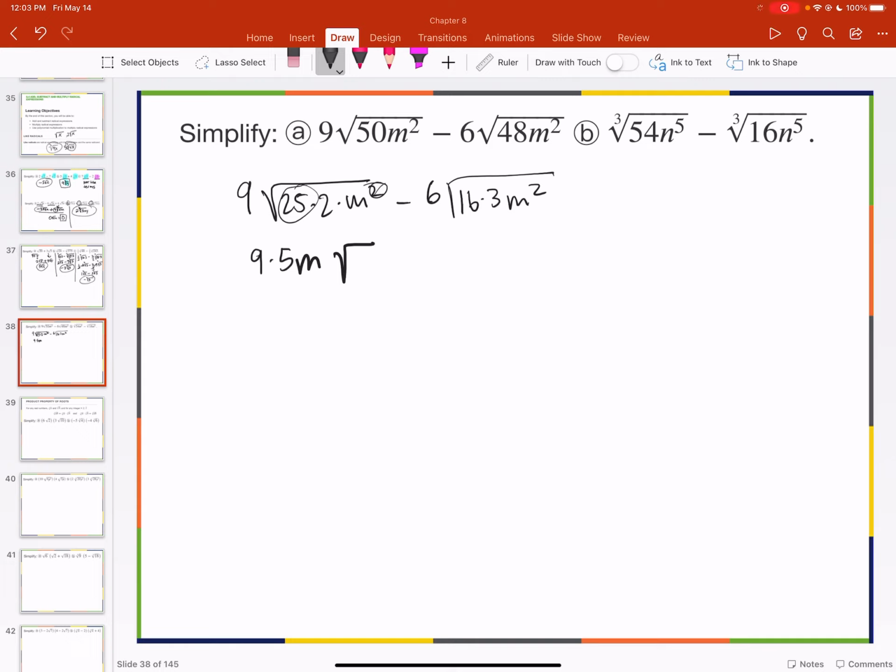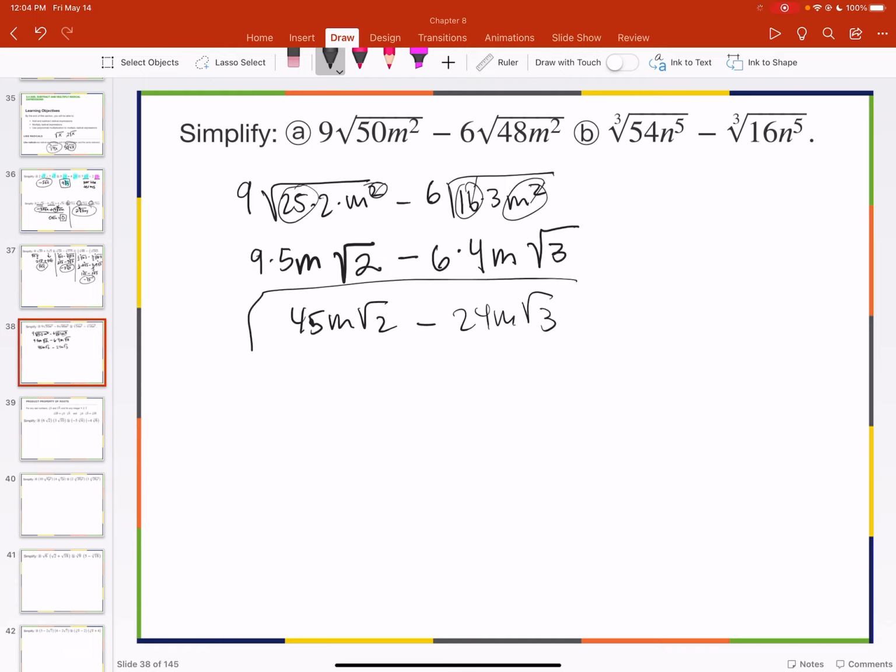And then what's left is just square root of 2 minus, then you have the 6. Square root of 16 is 4. Then you have this m squared that becomes m, and that's cube root of 3. So 45m square root of 2 minus 24m cube root of 3. We cannot combine these because they're different radicals, so we leave it as is.